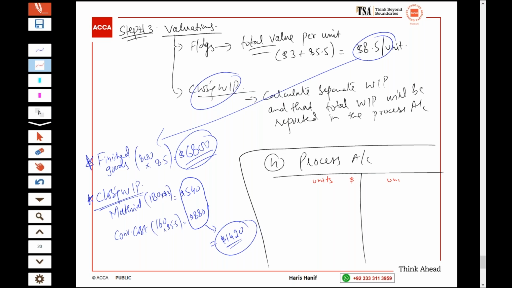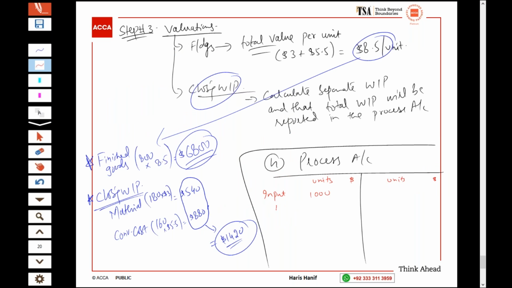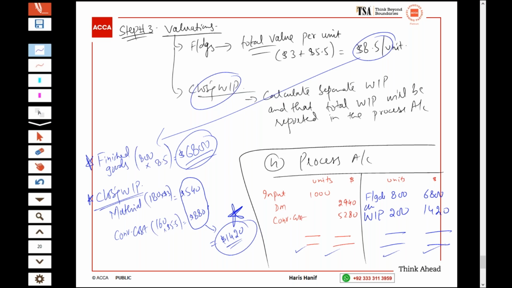Now see how the process T account will be shown. Input was 1000 units. 2940 and 5280 are the input cost, direct material and conversion cost. You can make it total, it will be balanced. And what is the value of finished goods? That is 800 units at 6800, and closing WIP of 200 units has a value of 1420. Your answer would be balanced. You can check it out. These figures will be balanced.